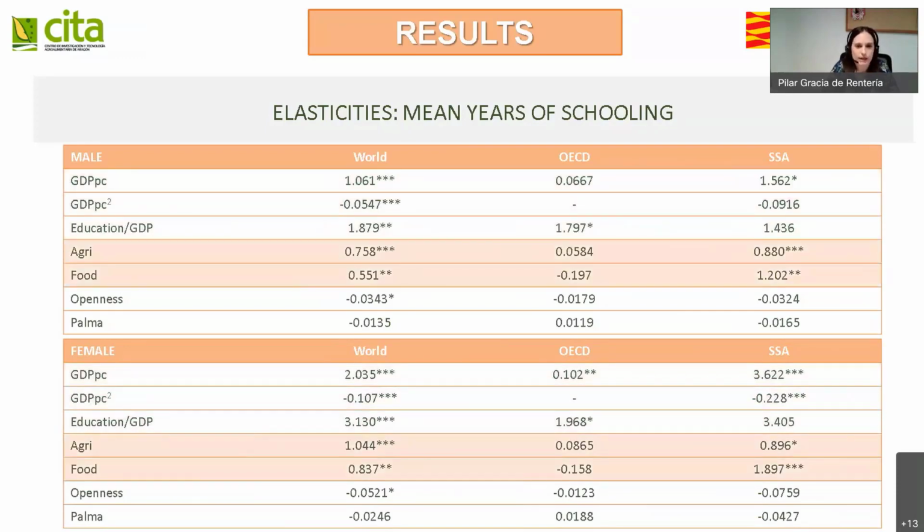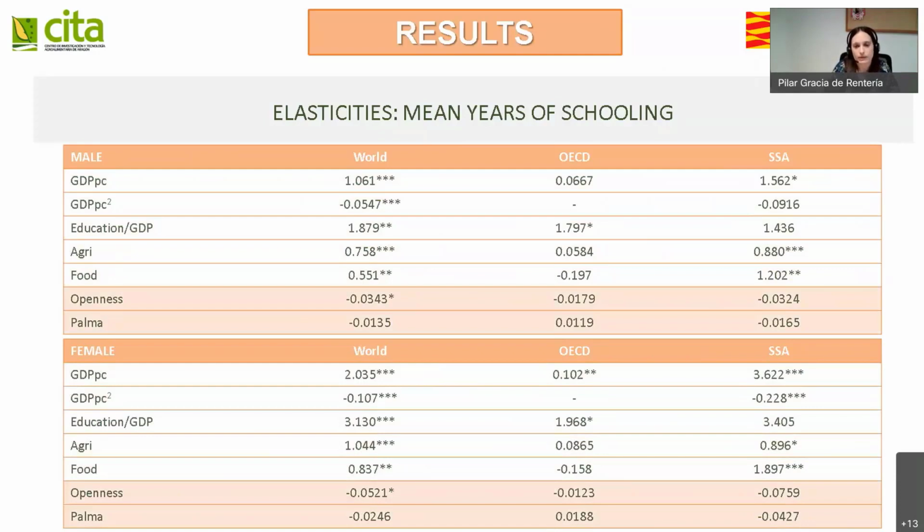The share of agriculture on GDP and the per capita food intake also have a positive effect on education at the global level, but at regional level, we observe that the impact of these variables in the OECD countries is not statistically significant. And finally, the other variables, the openness index and the Palma ratio, unfortunately have a very limited effect, and the elasticities are usually non-significant at a regional level.